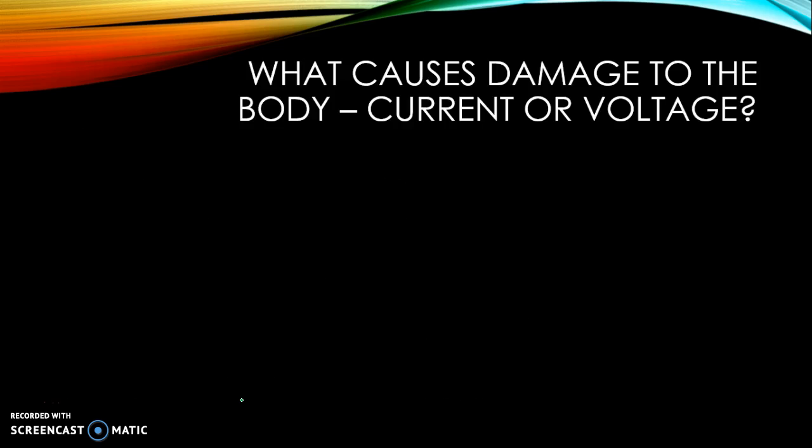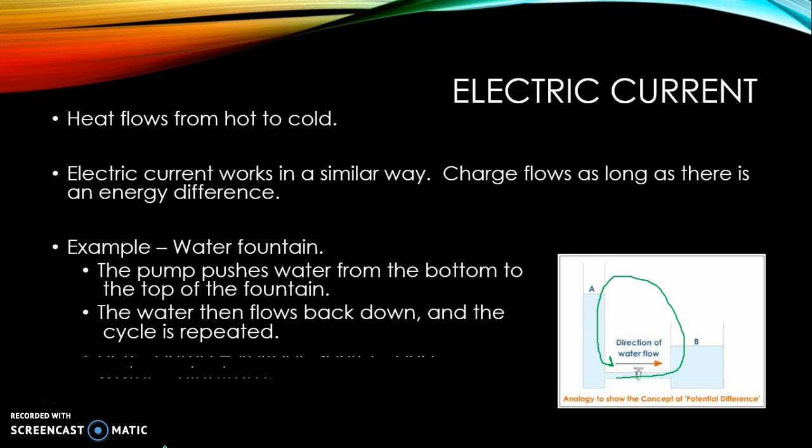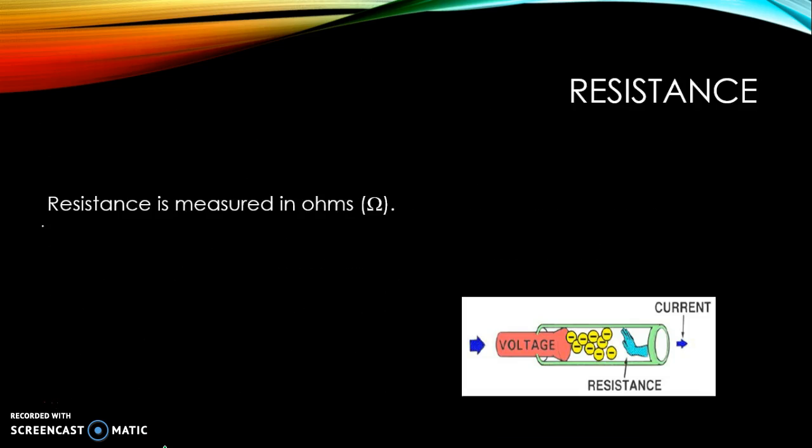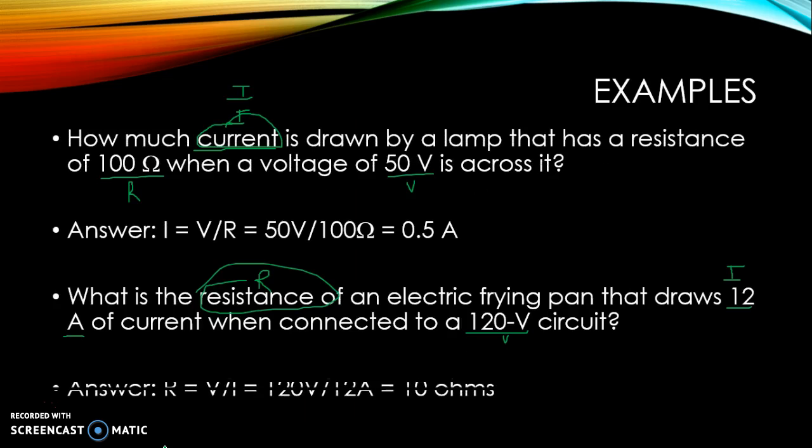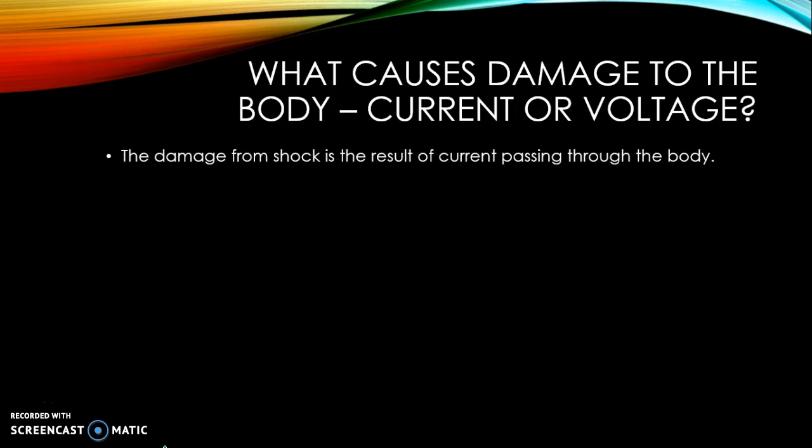Okay, so the question is, what causes damage to the body, current or voltage? This is an argued question. People argue this question all the time. Let's see if we can get you smart so you know what the right answer is. The damage from shock is the result of current passing through the body, because our bodies are conductors.